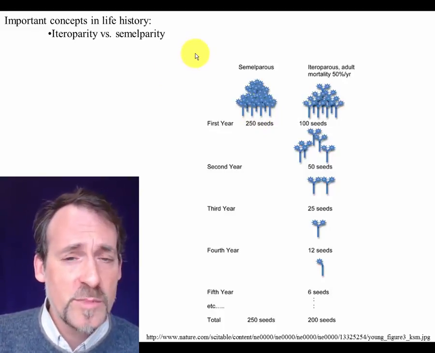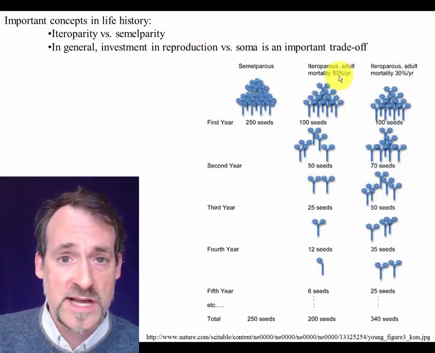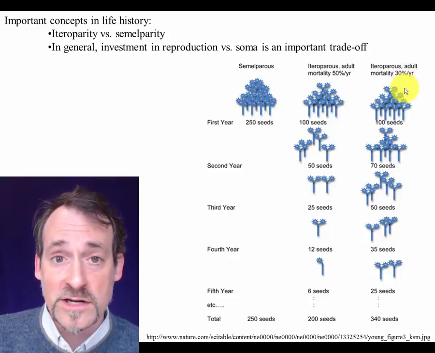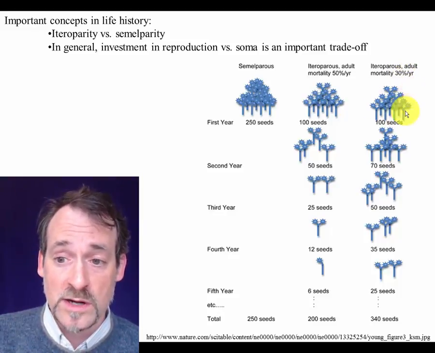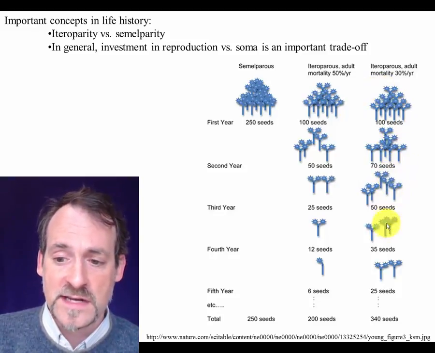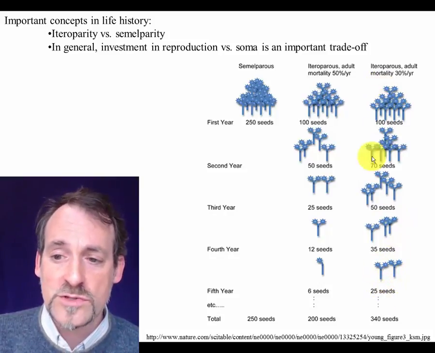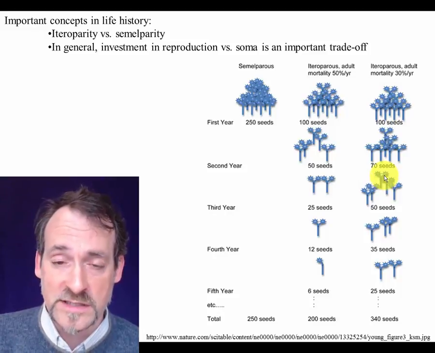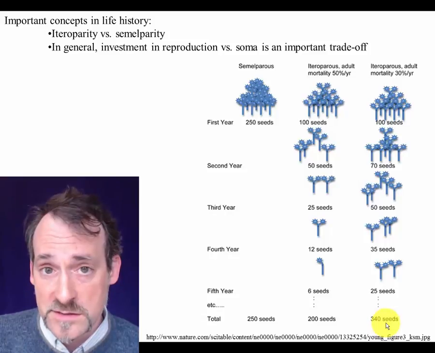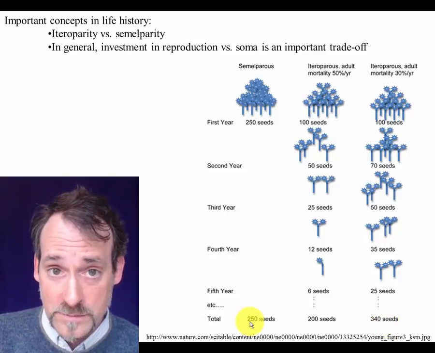Okay, but let's change the parameters a little bit. Let's suppose that instead of having 50% mortality each year, you have only 30%. That means that each iteroparous plant that makes it to reproductive age can expect to have 70 seeds the second year, 50 the next, 35 the next, and so on. And when you add up those lifetime payoffs for being iteroparous, each iteroparous plant can expect to have 340 seeds over its lifetime. That's a lot more than 250.